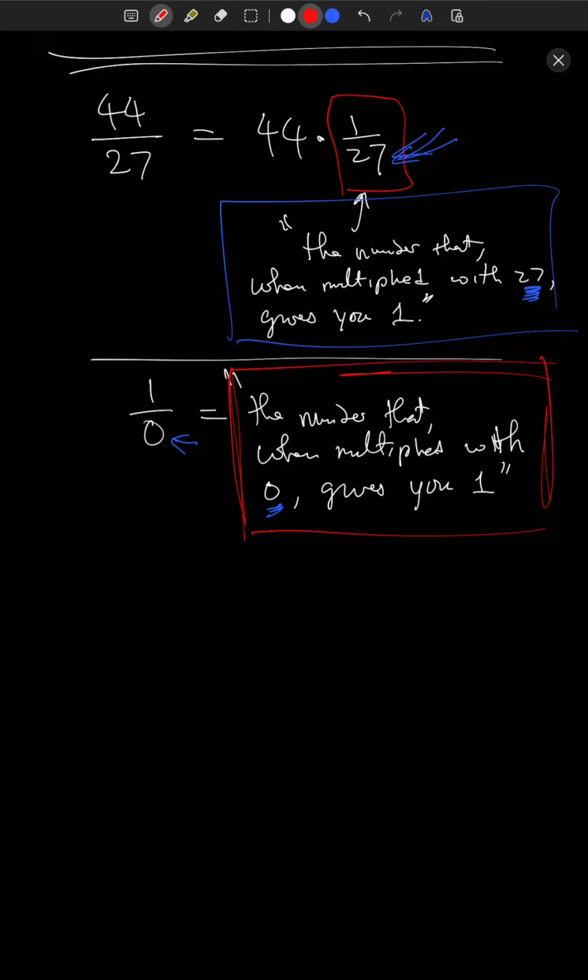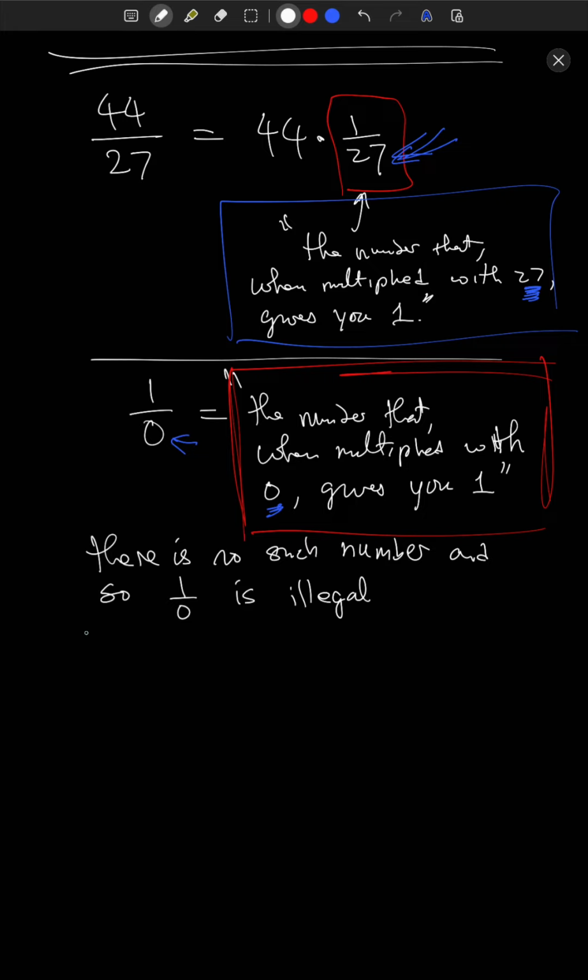So there is no number that when you multiply it to 0 gives you 1, right? There is no such number. And so that's the actual reason why 1 over 0 is illegal. Okay? There is no such number, and again, it's because everything multiplied with 0 is 0, right? And so 1 over 0 is illegal. That's the actual real mathematical reason why you can't have 1 over 0. All right.